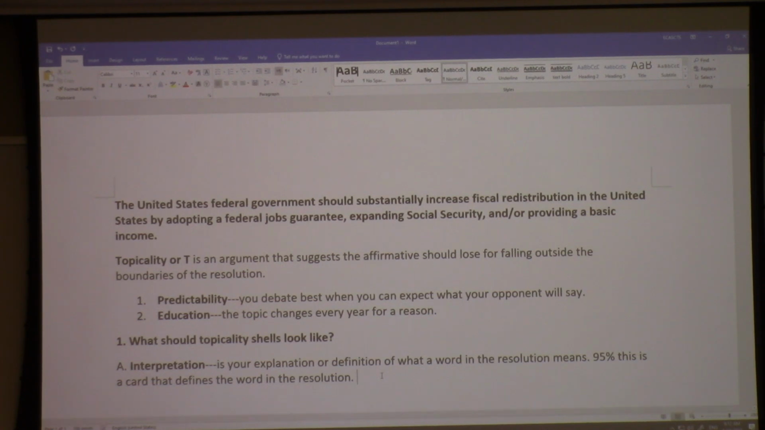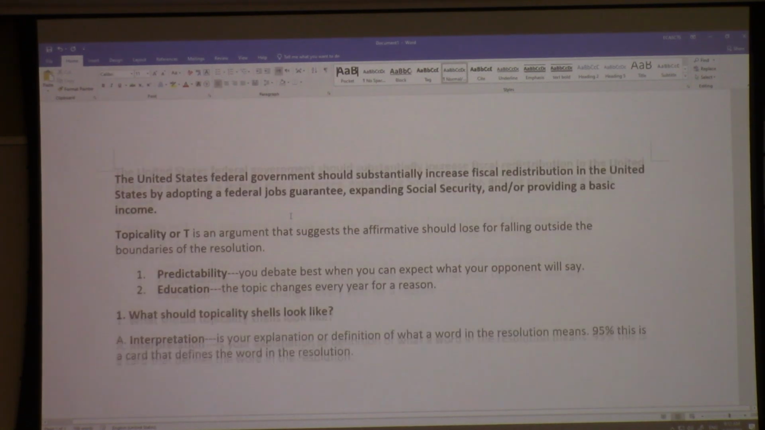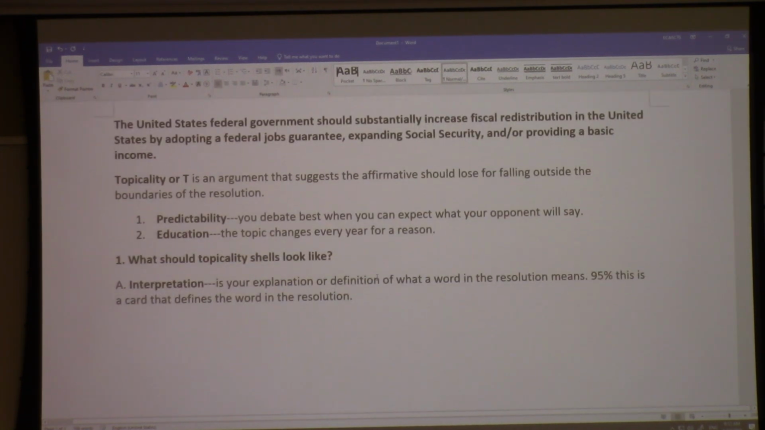So the first thing that we would do is define a word in the resolution using evidence, and then explain what that word means. It can be a dictionary definition or a contextual one. You can define one word, you can define several words in the resolution. And you may include a combination of different definitions and other logical arguments about what the resolution should look like. So the first part of the topicality shell is the interpretation.